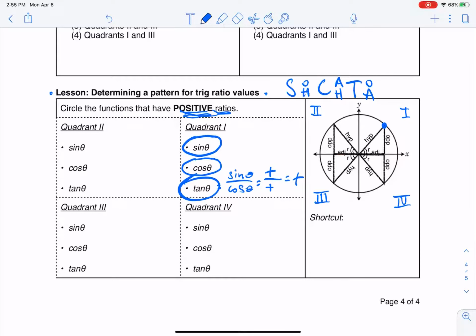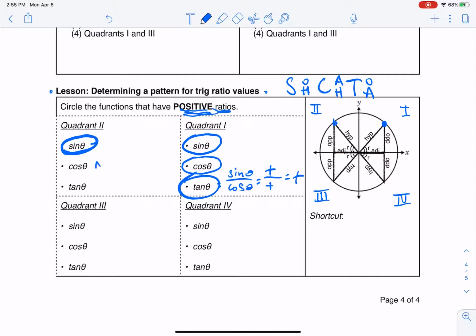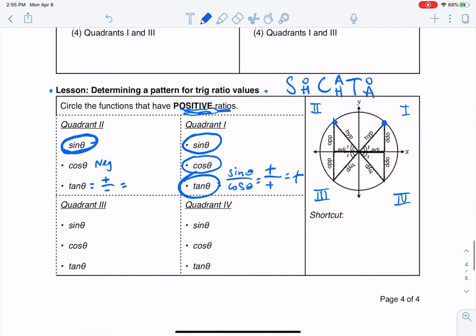All right, if we're in quadrant 2, we're in positive y territory. So sine will be positive. However, we're in negative x territory. So cosine will be negative here. And now tangent, remember, because that's sine over cosine, we would have a positive number over a negative number. So tangent here will be negative.